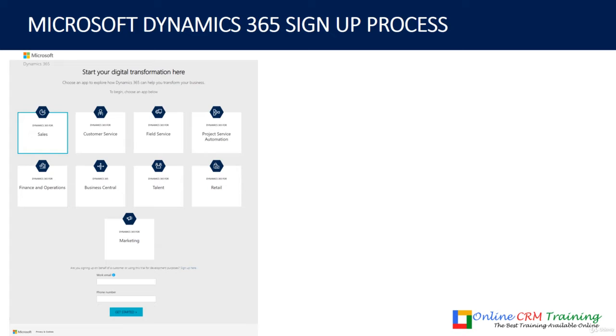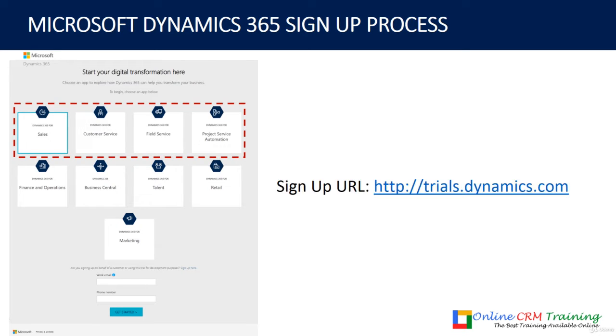This is the trial page where you can sign up for the trial. If you see the top 4 applications, these are related to CRM functionalities, right? The ones below are related to the enterprise or ERP solutions. We'll be focusing only on sales, customer service, field service, and project service automation. So you can choose any one of those applications and then start the free trial. The sign up URL is trials.dynamics.com. So this is the trial URL, and now let me show you how you can sign up for the trial.